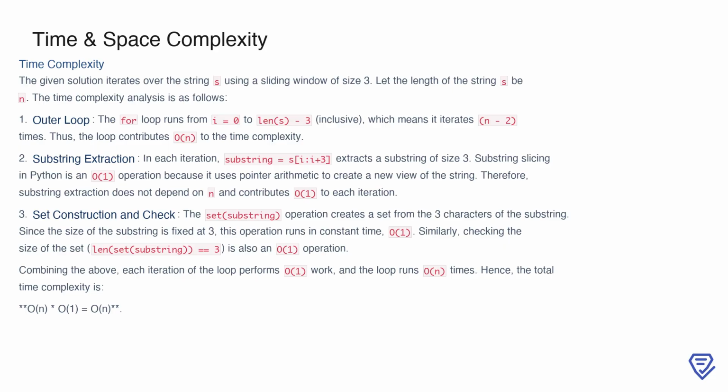After slicing, we convert the substring into a set and check if all its characters are distinct. Since the substring size is fixed at 3, both creating the set and checking its size are constant time operations, each contributing O(1). Combining these, every iteration performs O(1) work and the loop runs O(n) times. Therefore, the overall time complexity of the solution is O(n) * O(1) = O(n).